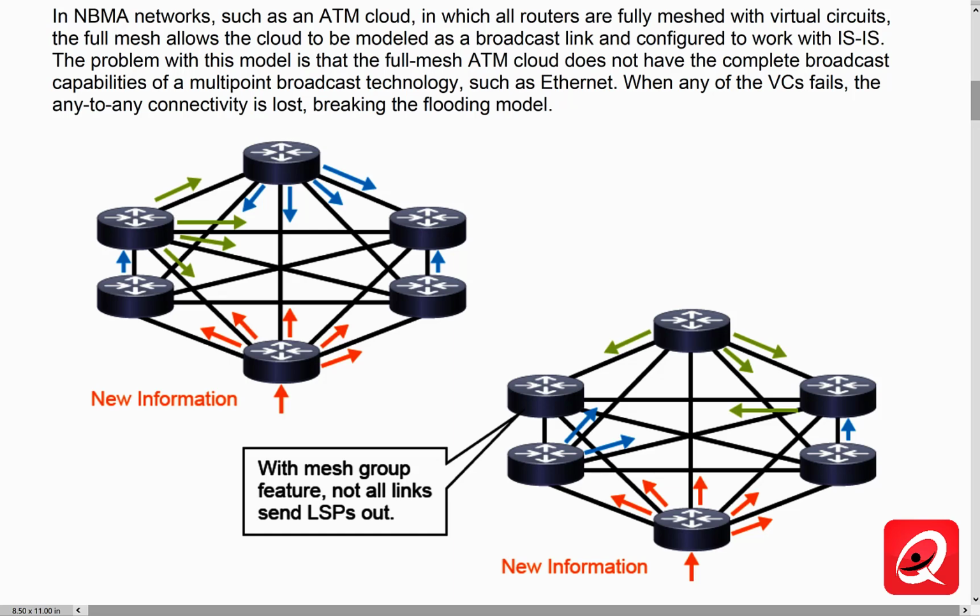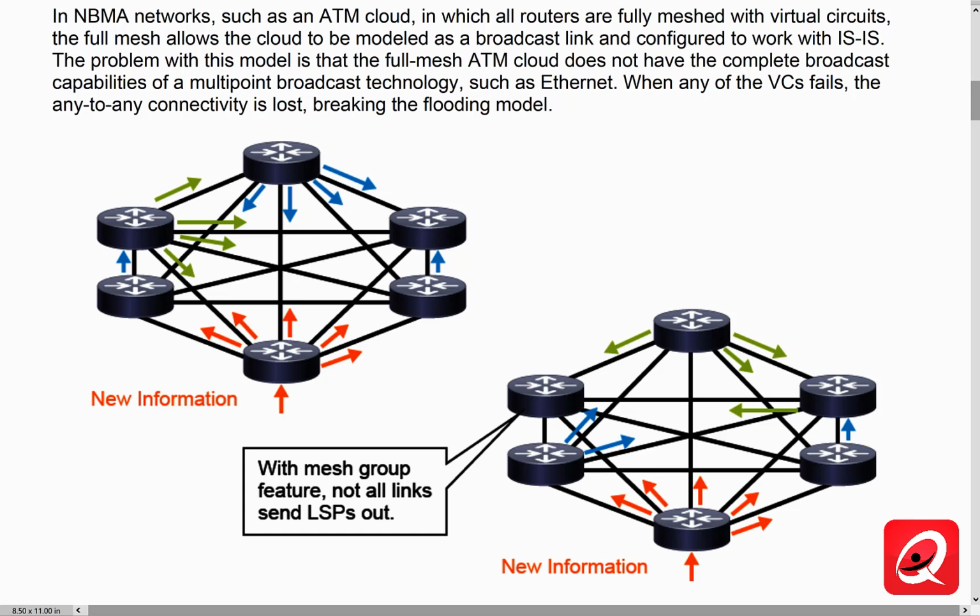But the problem is in a full mesh ATM cloud, we do not have complete broadcast capabilities. It doesn't act like a traditional multi-point broadcast technology like Ethernet. So if a virtual circuit fails and any-to-any connectivity is lost, we're going to break the flooding model in this particular design. The flooding of routing information is essentially the main concern here. Any change in the network is going to generate a link state packet storm.